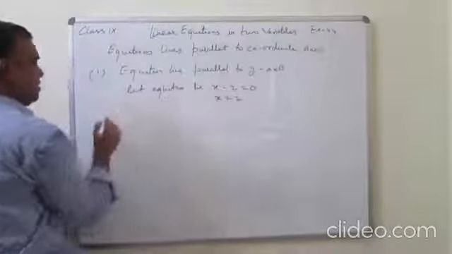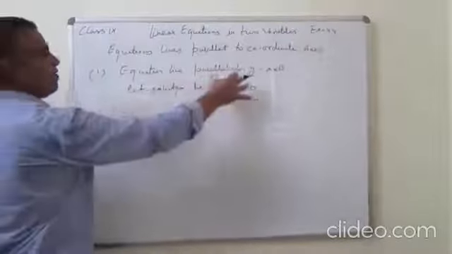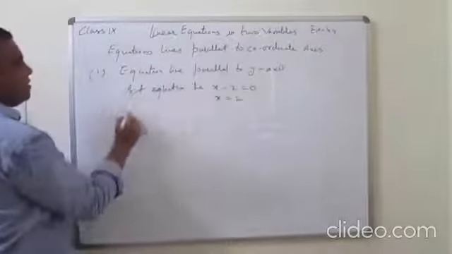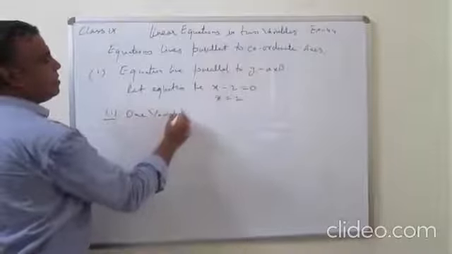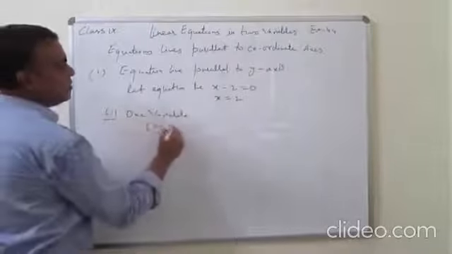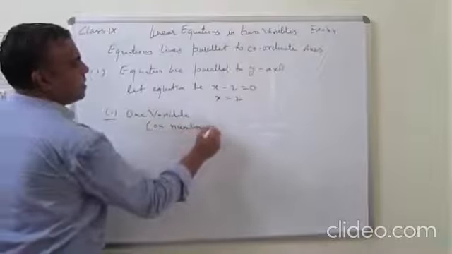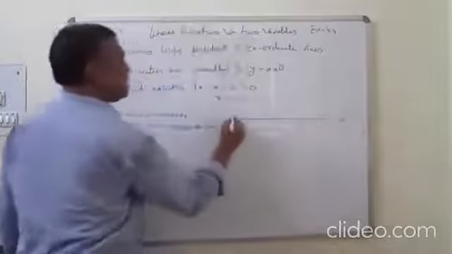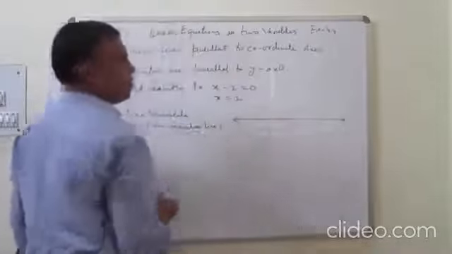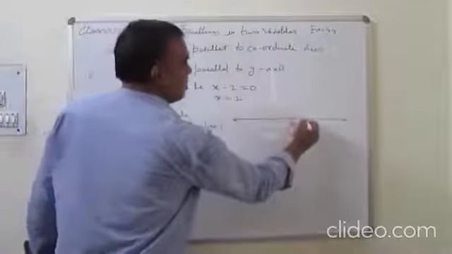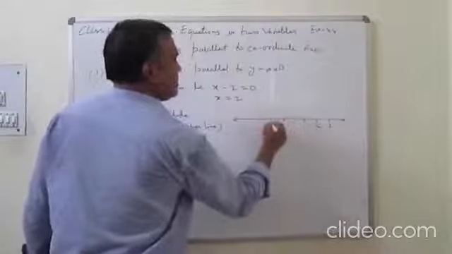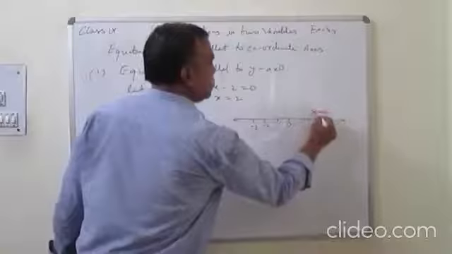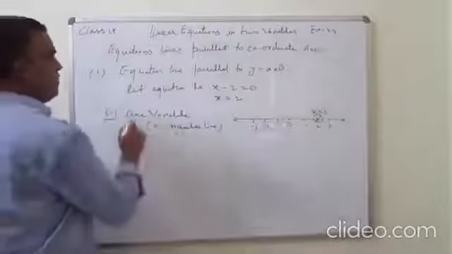Consider the equation of a line parallel to the y-axis. First we draw in one variable, that is on the number line. How will you draw it? Simple, we draw a straight line extended in both directions, taking the midpoint as origin. On the right hand side there are positive points and on the left hand side negative. So x is equal to 2 is this point. This is the one variable.